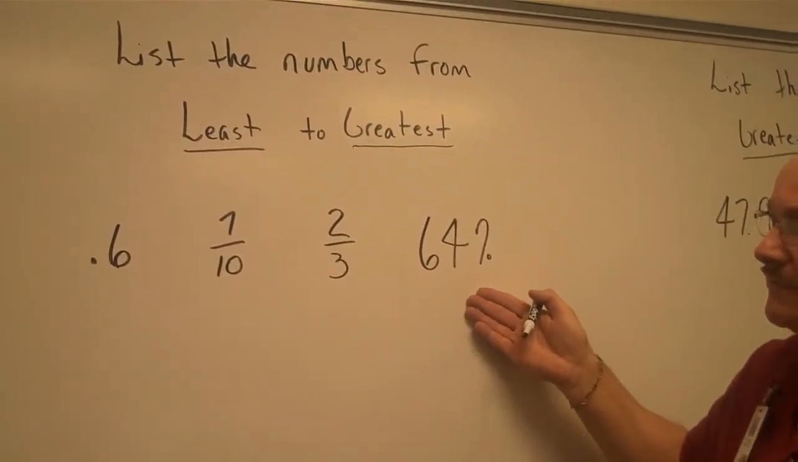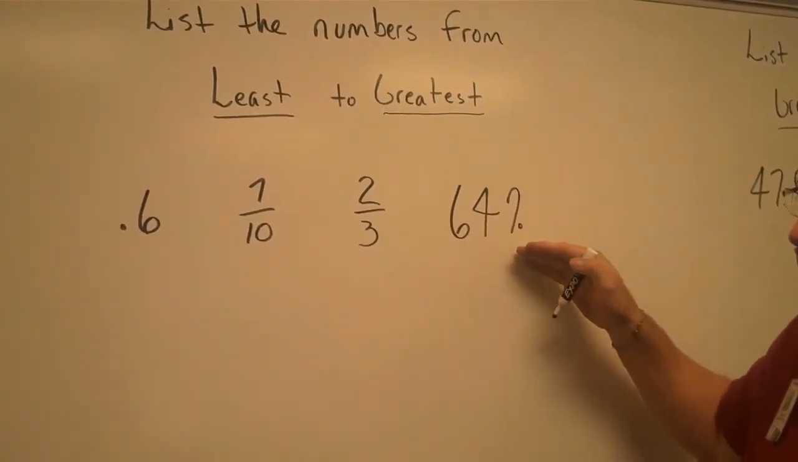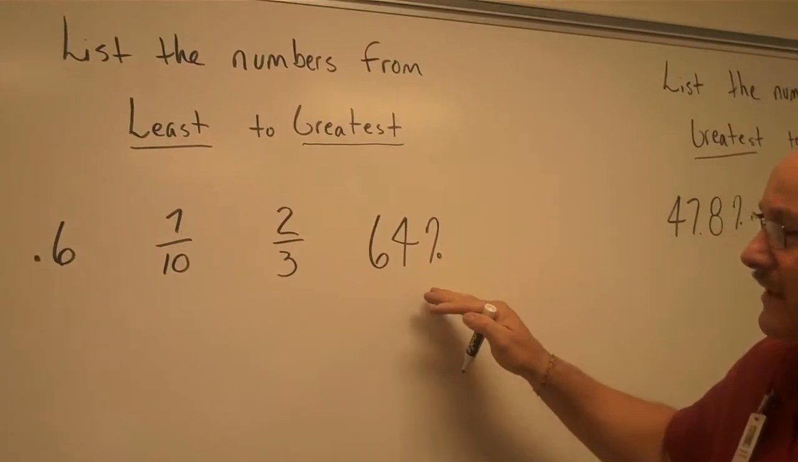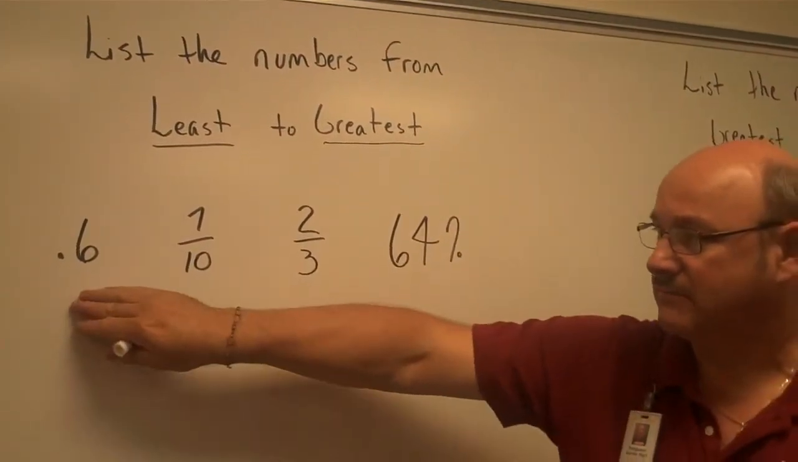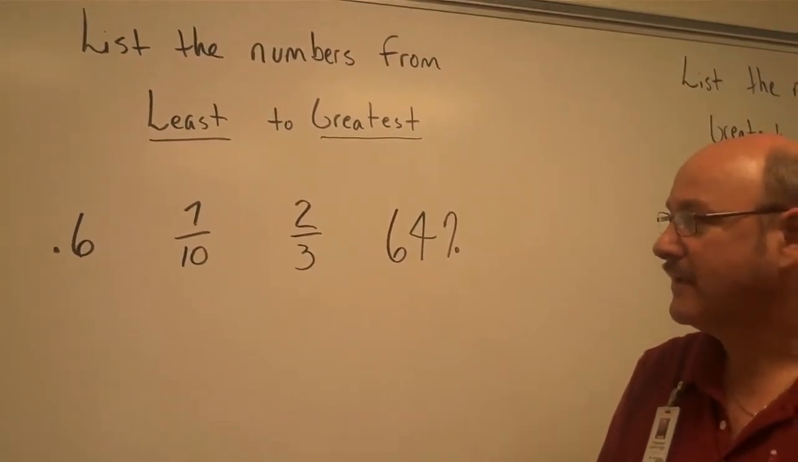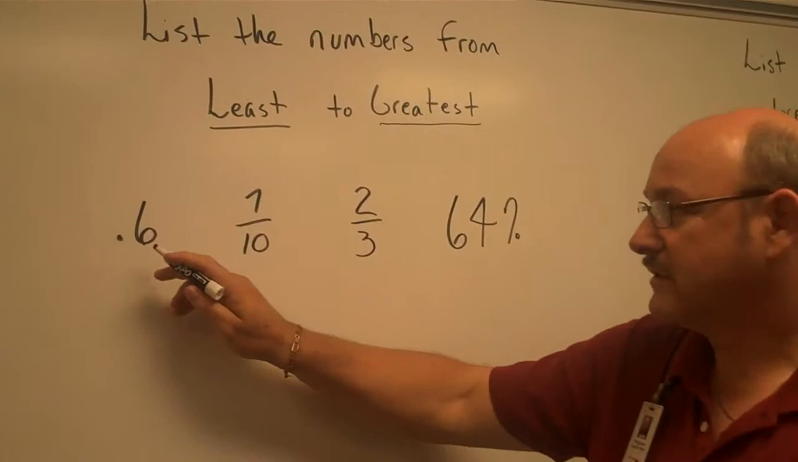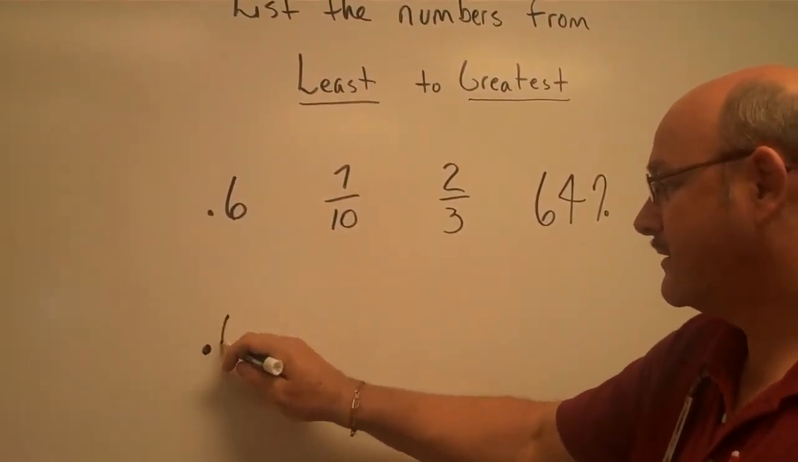They're not the same. We cannot compare them or put them in order until we have them all in the same format. So, we're going to have to choose. Do we want to make these all fractions? Do we want to make them all percents? Do we want to make them all decimals? Generally speaking, it's almost easiest to make them all decimals. This one is already a decimal, so it's going to remain 0.6.